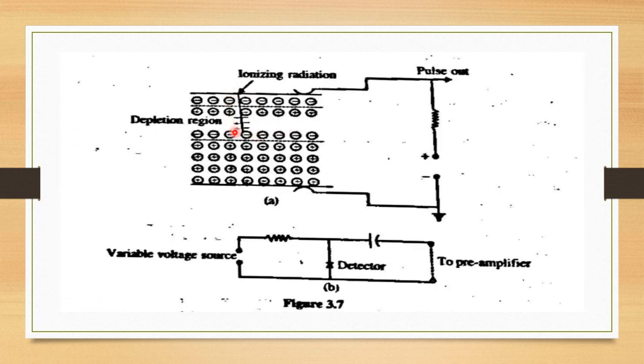So this is the ionizing radiation entering the depletion region. These are the P and N regions across which we have connected a variable voltage source, a detector and an amplifier. This is the arrangement.